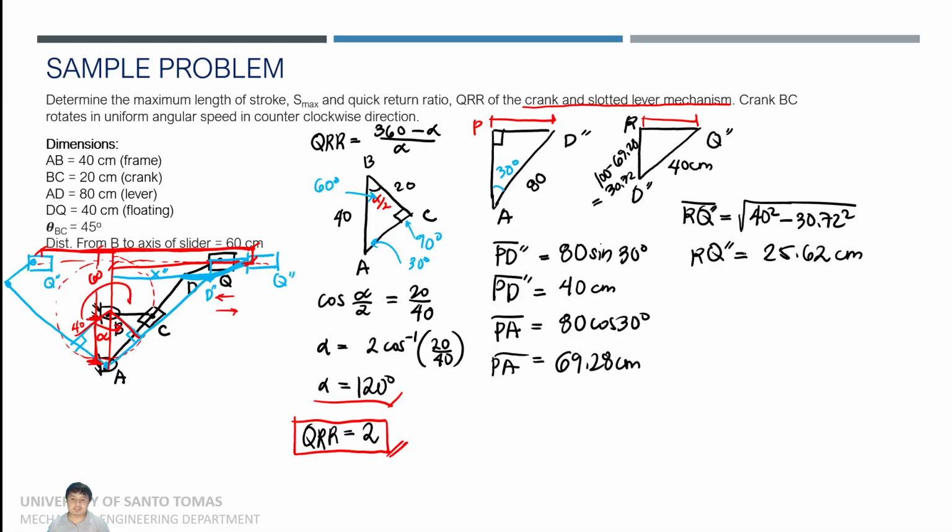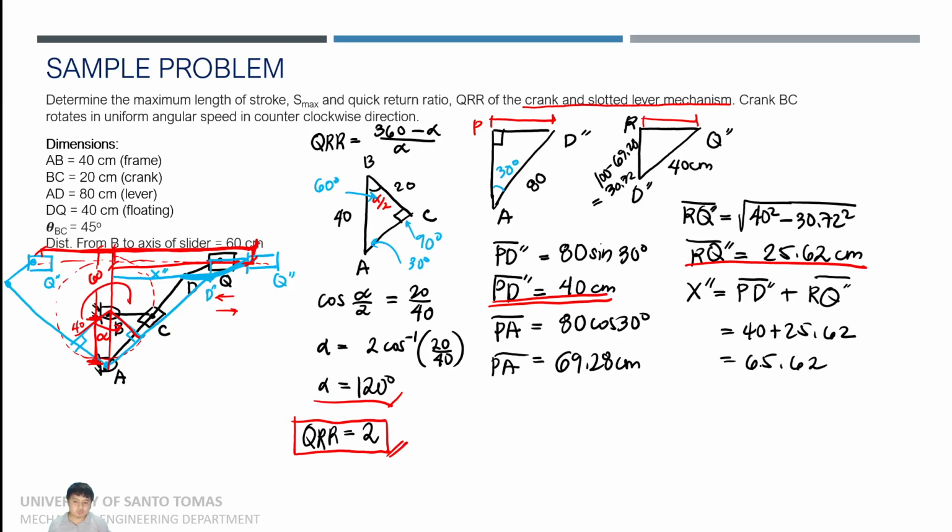25.62 centimeters. So these are not the answers, no? So we can add this to... If you add this, basically this is the total of these two. So the x double prime is actually the total of line PD and line RQ. So this is equal to 40 plus 25.62, that is 65.62 centimeters. So this is not yet the final answer for the stroke, no?